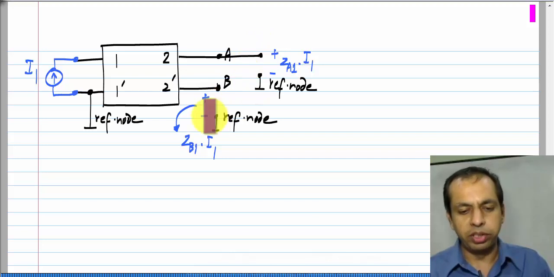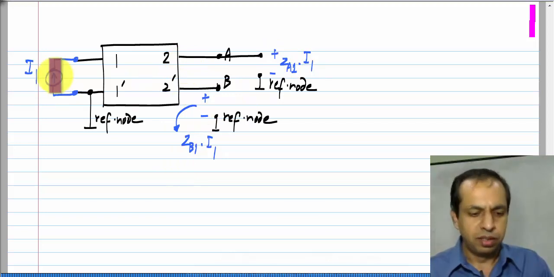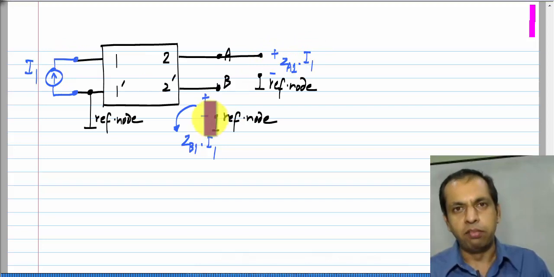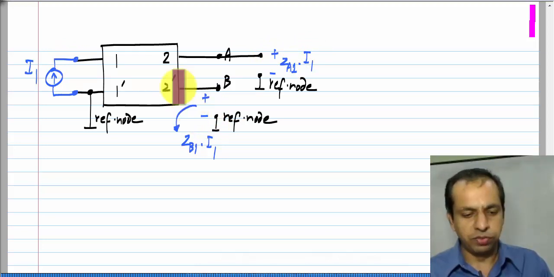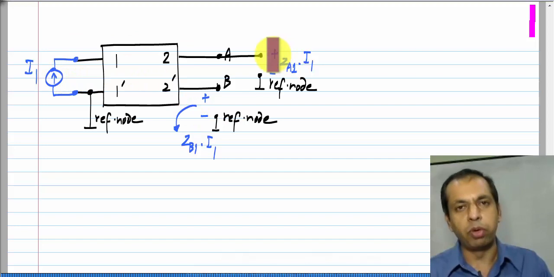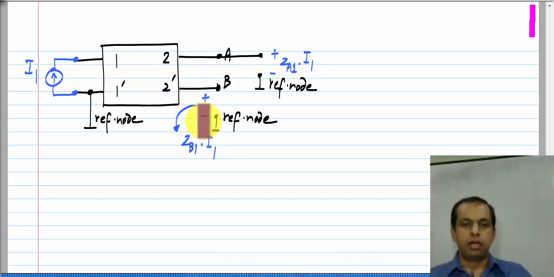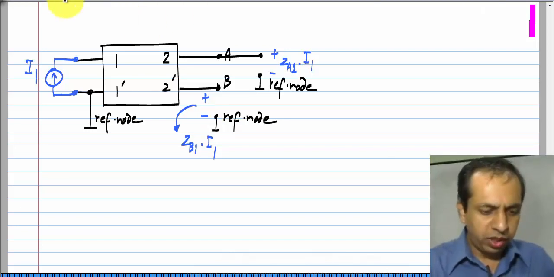Since I do not connect anything to these 2 ports, that is okay, right. If you really want to, I could draw 2 separate pictures for this and that, but when I apply I1, I will get some voltage here and some other voltage there, which I can express in terms of the 2 port parameters between port 1 and port A and port 1 and port B.